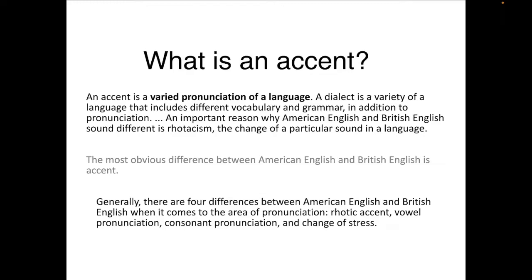The most obvious difference between American English and British English is accent. Generally, there are four differences between American English and British English when it comes to the area of pronunciation: rhotic accent, vowel pronunciation, consonant pronunciation, and change of stress.